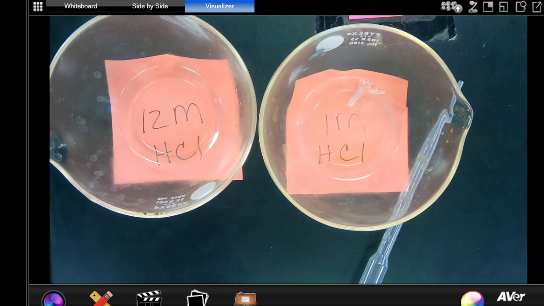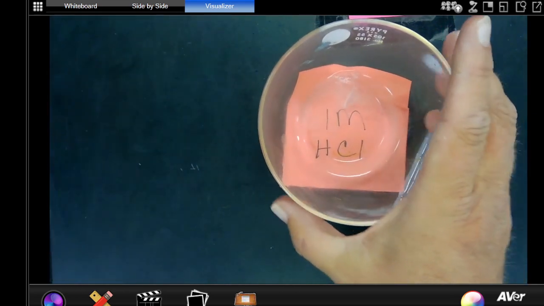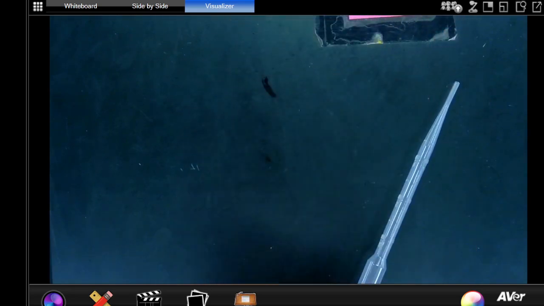So, we know that this one had a higher rate, right? We got to think about why. What are those? Remember, they have to have collisions. Put that back there.